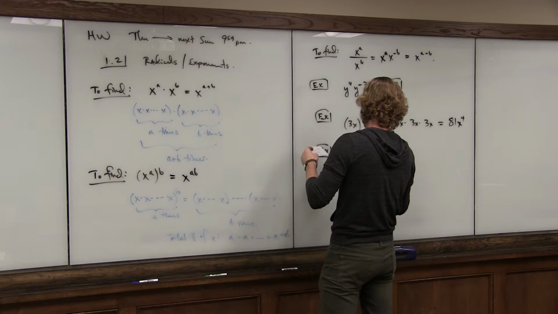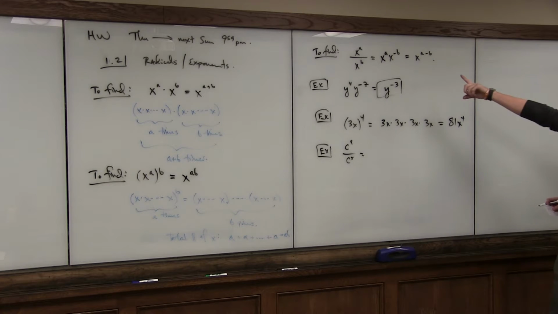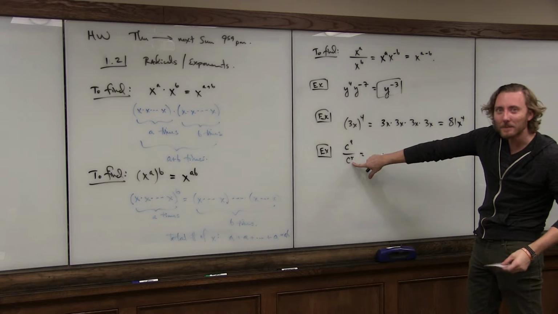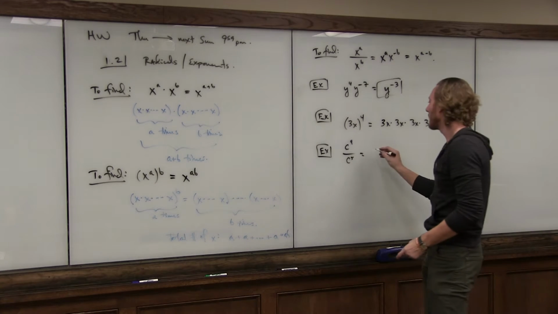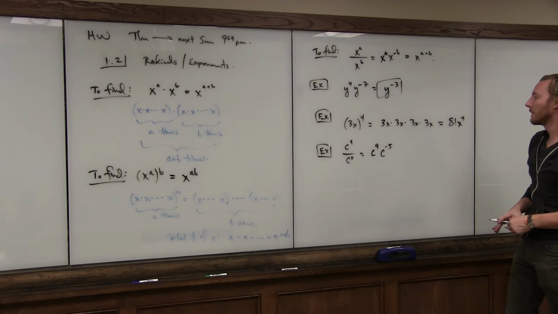Another: c to the ninth over c to the fifth. How do we deal with this? We deal with this just like we dealt with the example above. When you have c times itself in the denominator 5 times, that's like c divided by itself 5 times.